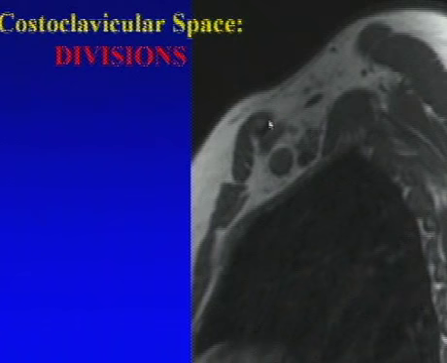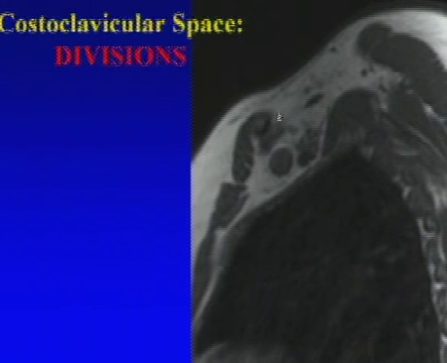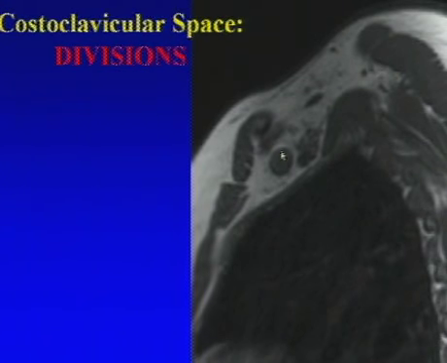At the costoclavicular space, which is posterior to the clavicle and anterior to the first rib, again, we have the subclavian vein, we have the subclavian artery, and just superior to that, we can see these fine little dots, which are at the division level of the brachial plexus.